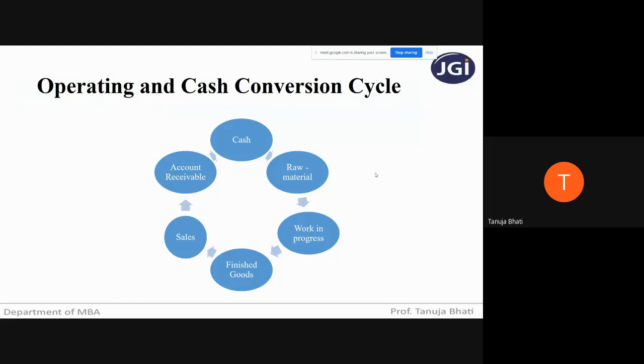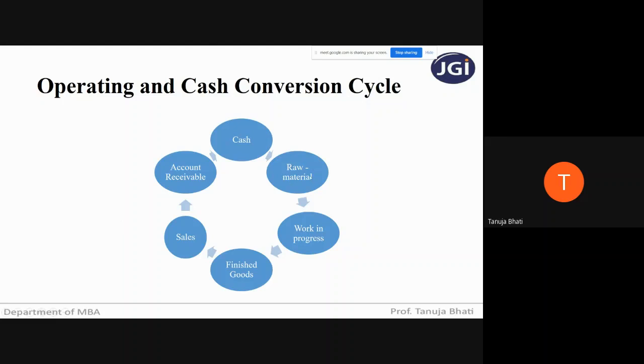Now let us understand what is this cycle, what is this operating and cash conversion cycle. So first let us understand this. Now students, in any business, in any enterprise, when it wants to sell goods, it has to purchase raw materials. Suppose in case of manufacturing industry, it has to purchase raw materials. So you can see here, first thing that the business needs to purchase is raw materials in order to make sales, correct, for a manufacturing industry.